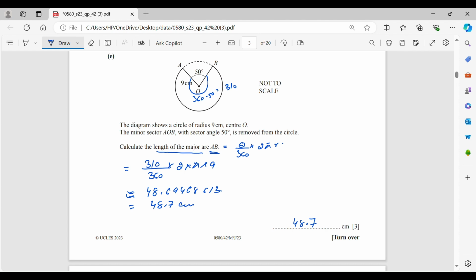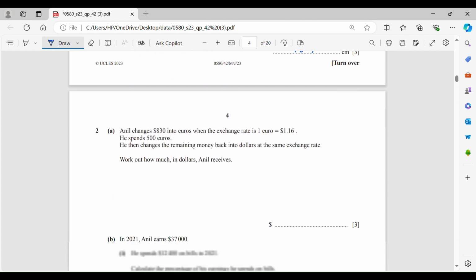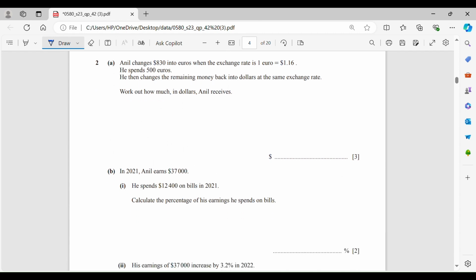Next will be question number 2. Anil changes $830 into euro when the exchange rate is 1 euro equal to $1.16. He spent 500 euro. He then changes the remaining money back into dollars at the same exchange rate. Work out how many dollars Anil received.